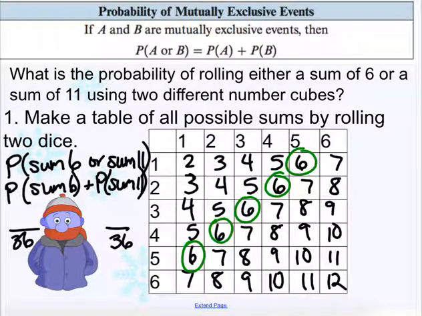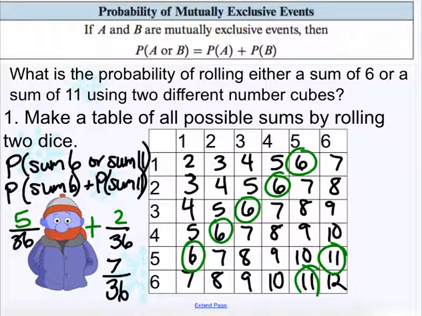It looks like I have 5 out of 36 that give me a sum of 6. And then for my 11s, I have 2 out of 36. In order to find this mutually exclusive event, I'm going to add them together. I could have reduced 2 over 36, but it's actually good I didn't, because I can add these up with common denominators and find that the probability is 7 out of 36.